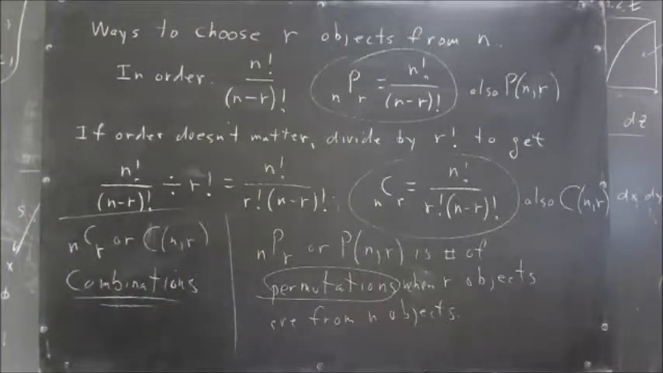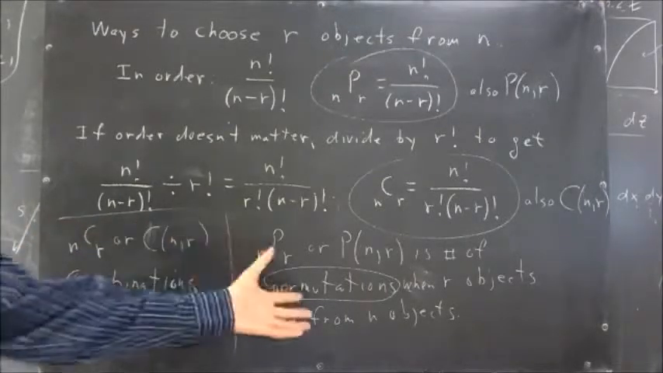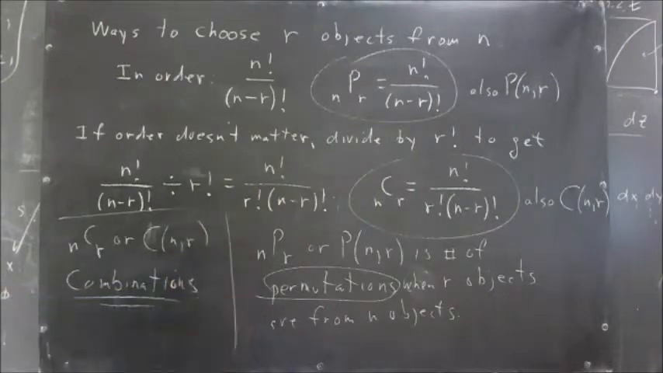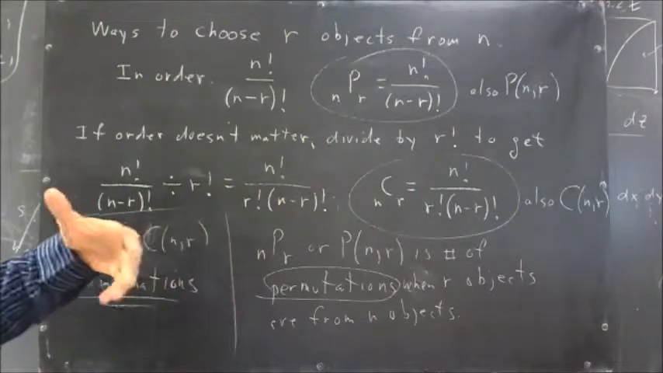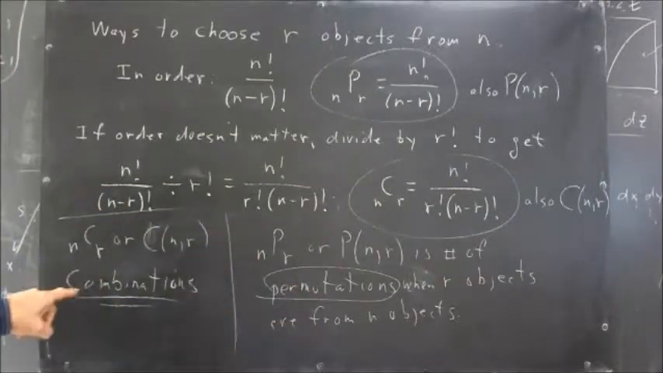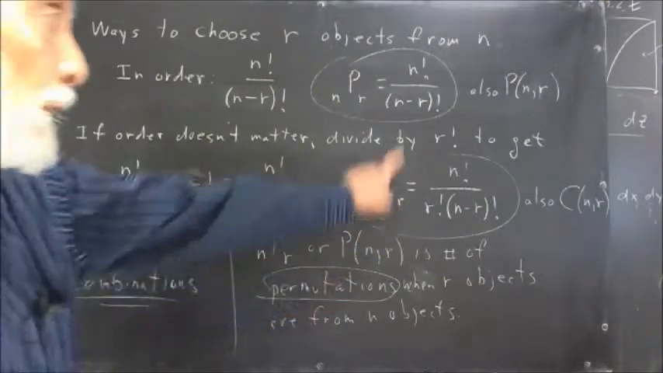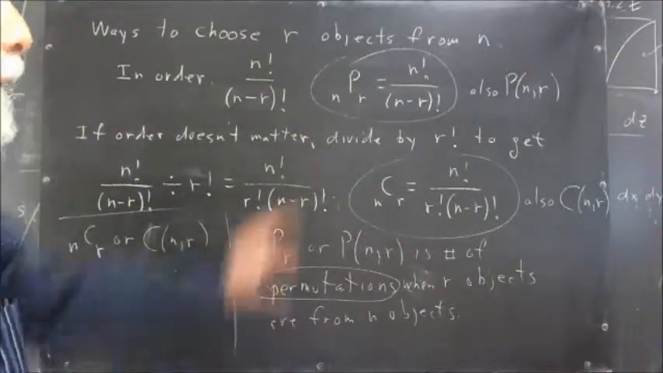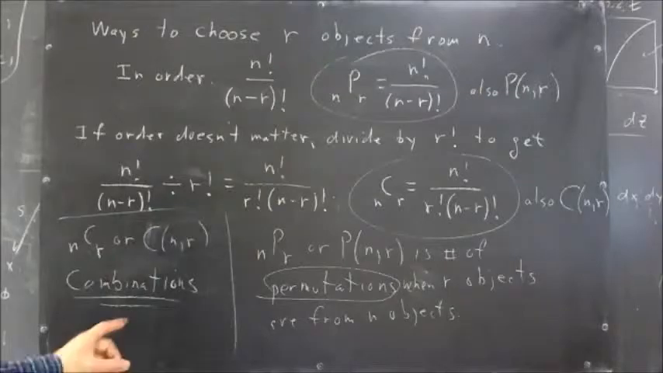Now, a lot of section 3 in your text is about permutations and combinations. You have to decide whether a given set of selections needs to be in order, or whether order doesn't matter. If order matters, we're going to use the permutations. If order doesn't matter, we use the combinations, for reasons that I hope you understand at this point.